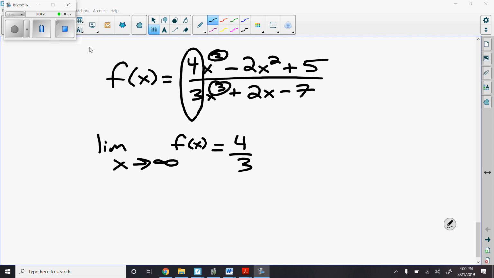When we take that number times 4, take that number times 3, we still get a ratio of 4/3. So we still get a limit as x goes to infinity of 4/3. So if we see the powers are the same top and bottom, we just can look at the coefficients of those bigger powers, divide them, and we get 4/3. Similar with the limit as x goes to negative infinity, here it would be the same thing, 4/3.